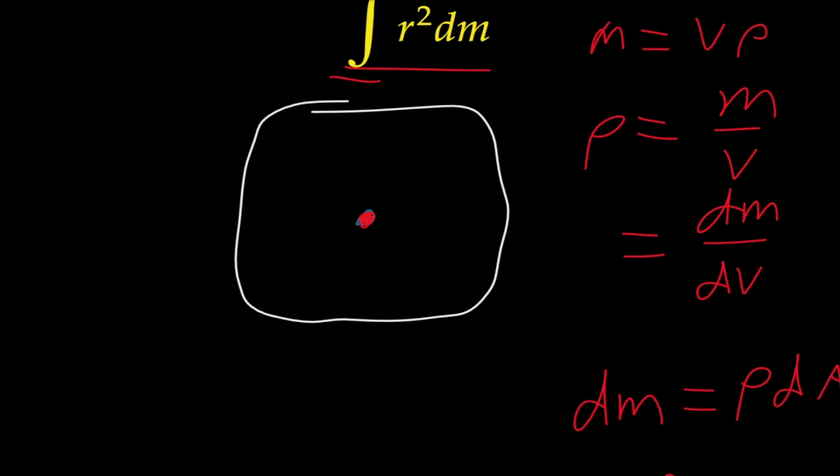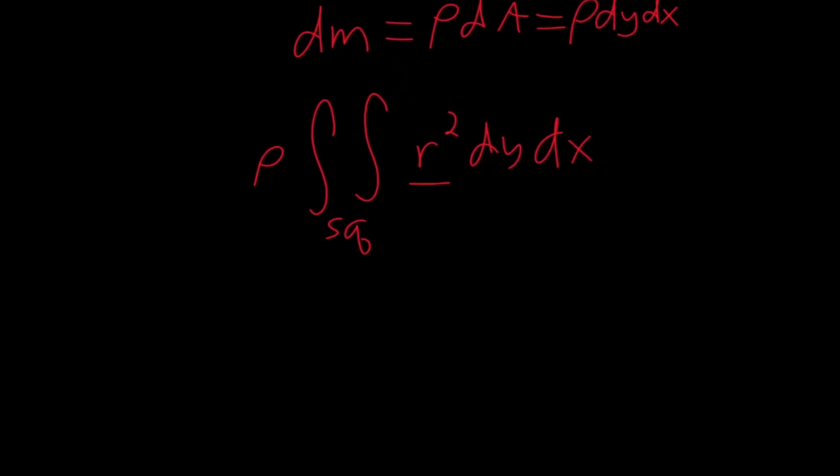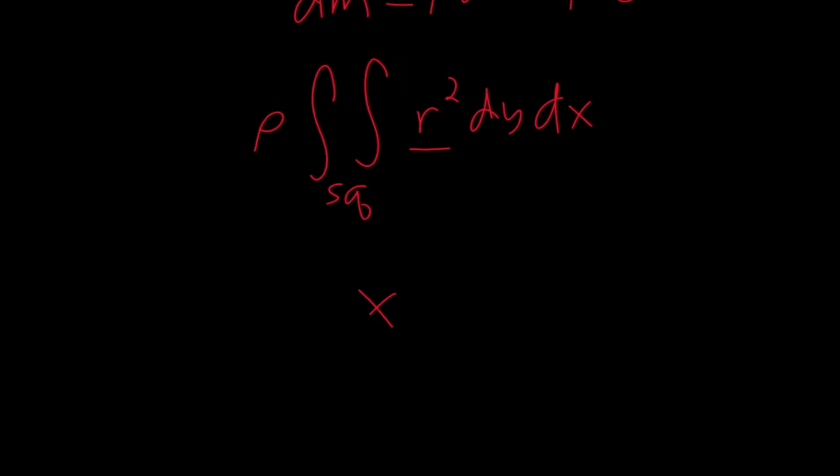And we can find that pretty easily using Cartesian coordinates. Say I just pick a random point there, call that x and call that y and call that r. We see that x squared plus y squared is just r squared. So what's actually in our differential right here is x squared plus y squared dy dx.